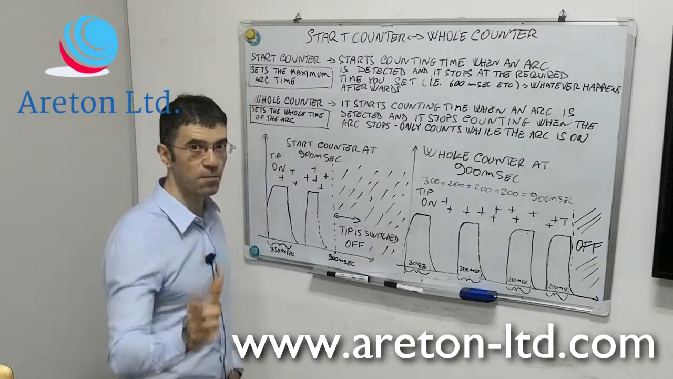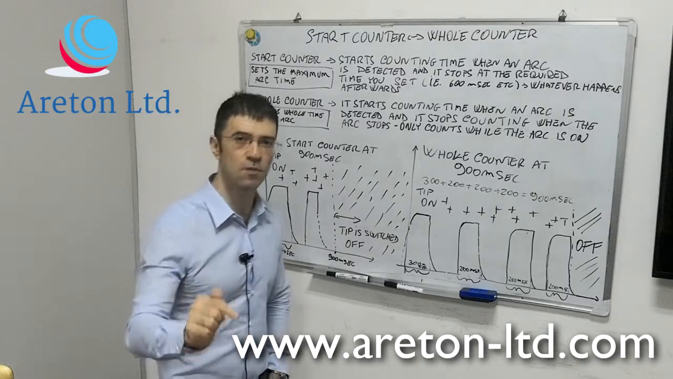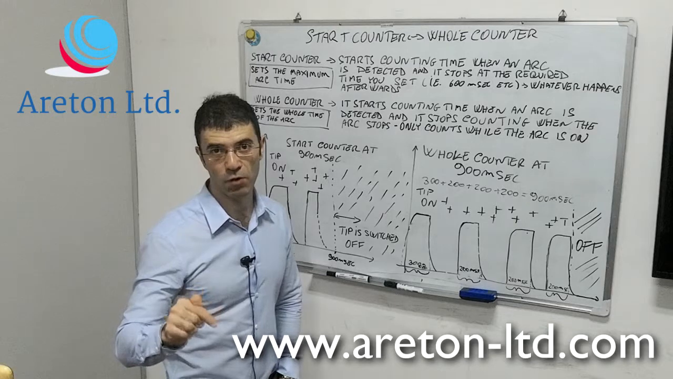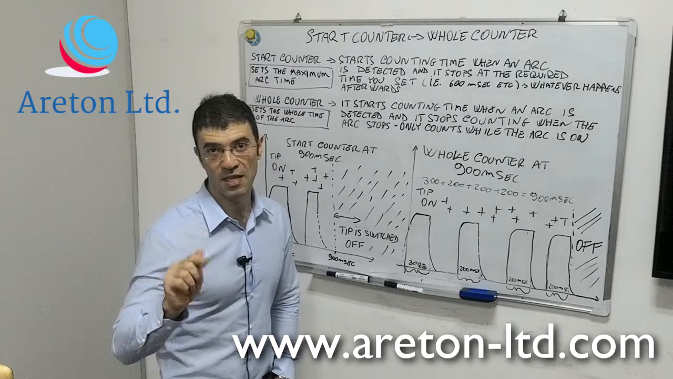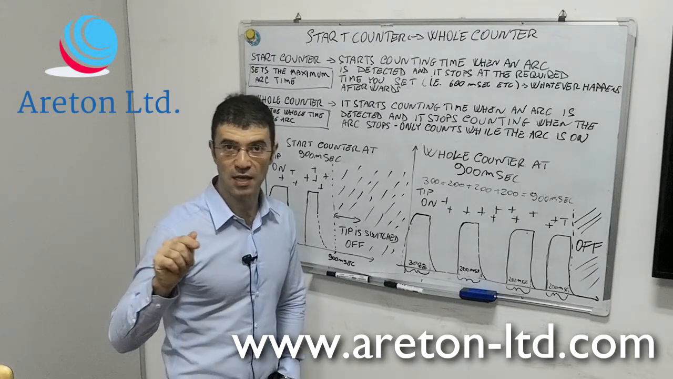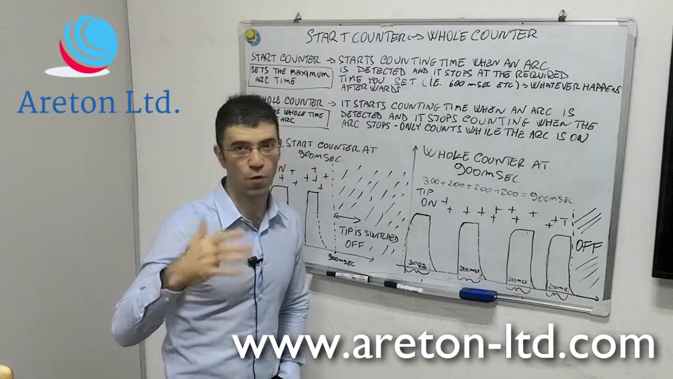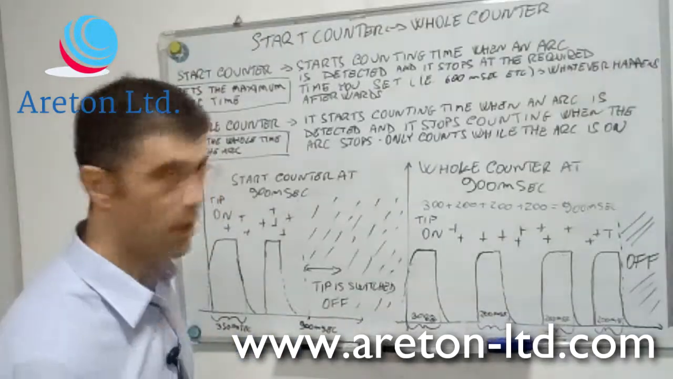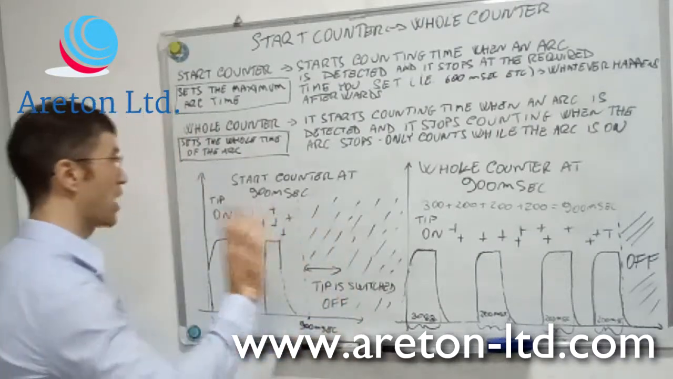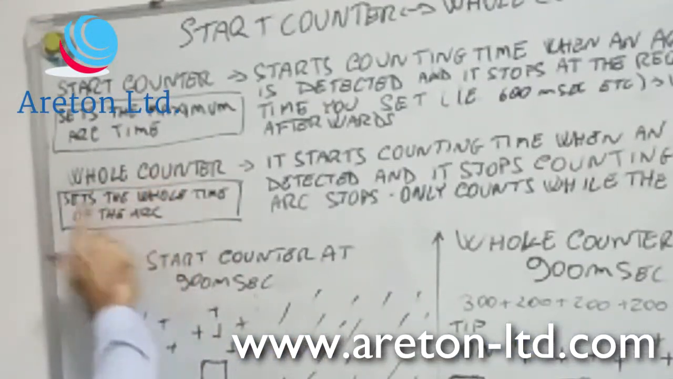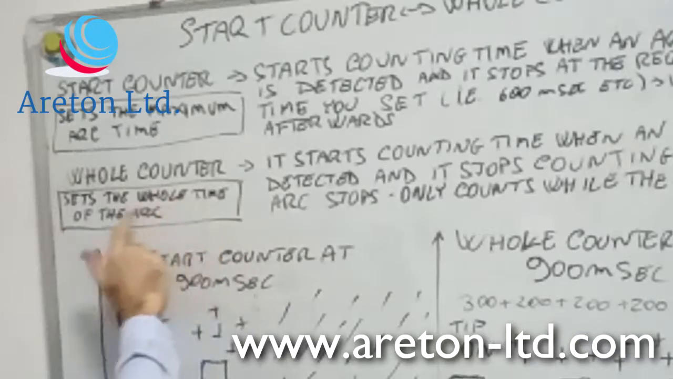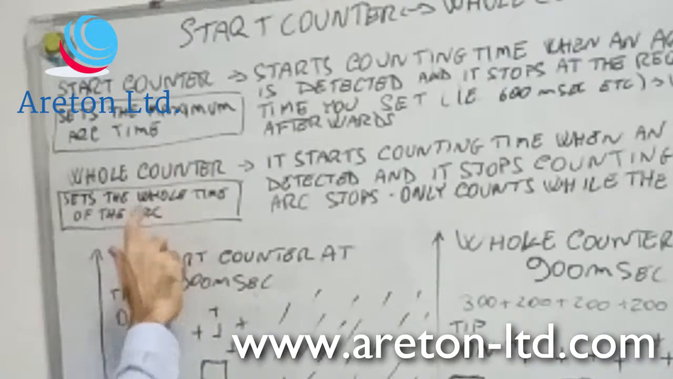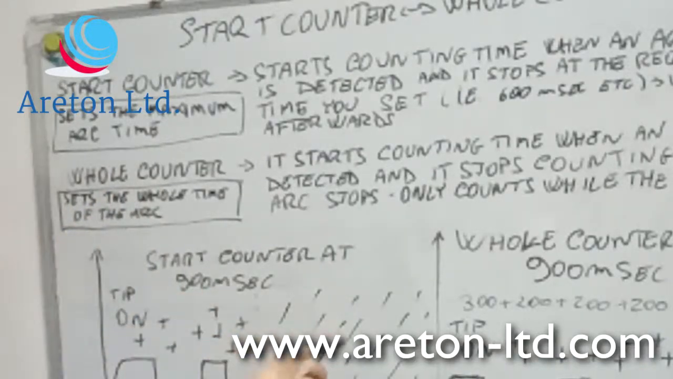And why is that important? Because the duration of the arc determines the amount of energy, and is also a very important factor in determining the intensity of the treatment in aesthetic treatments, for eyelid tightening, whatever you want to actually do. That is very important. So the whole counter sets the whole time of the arc, the whole duration of the arc. That is why we've got this function.